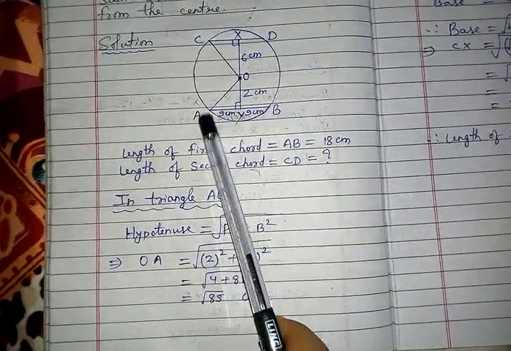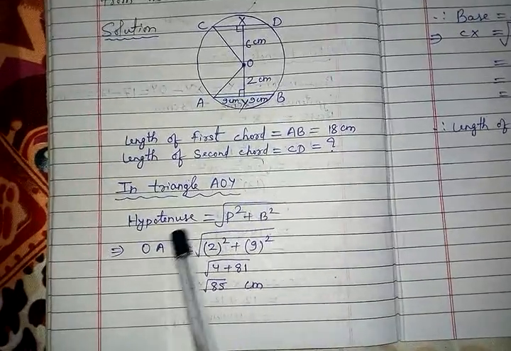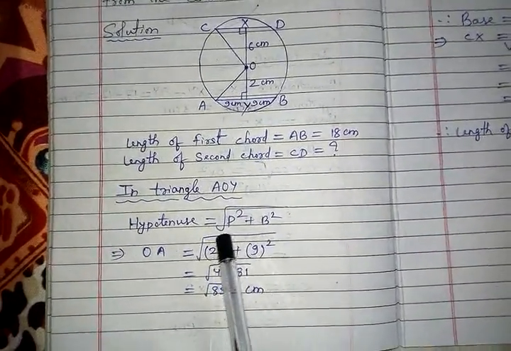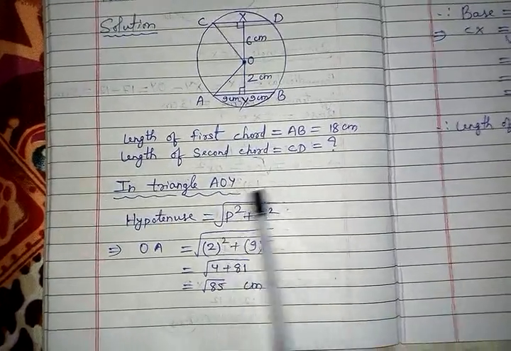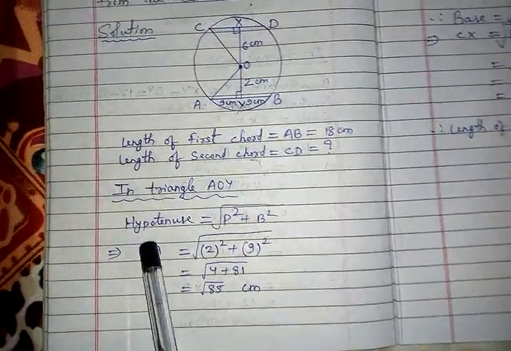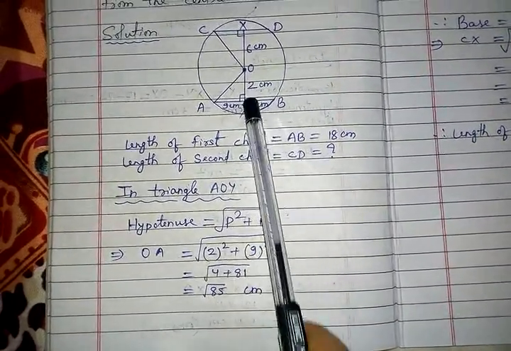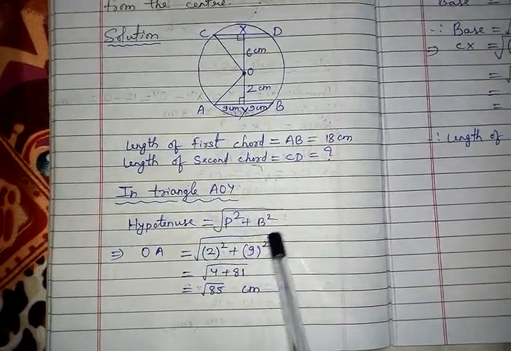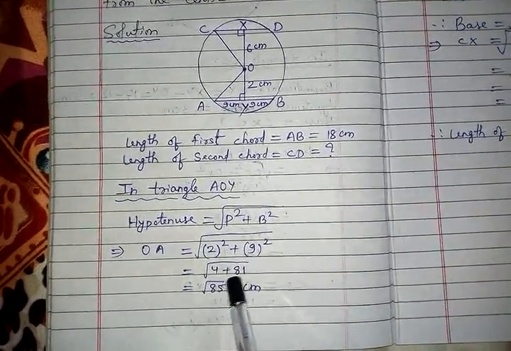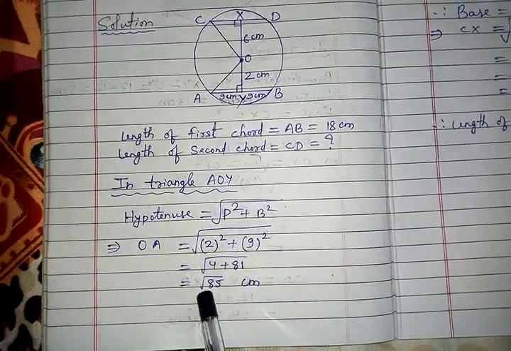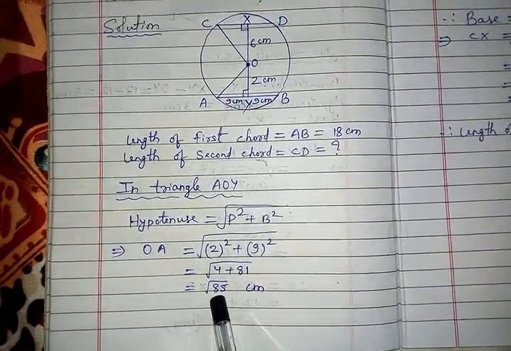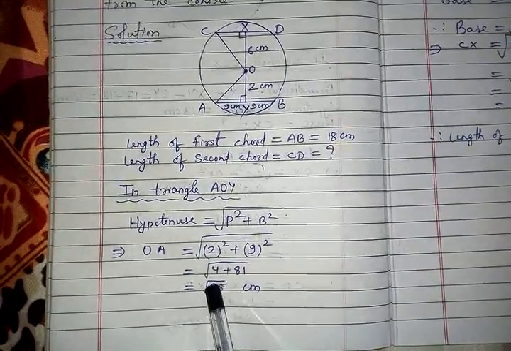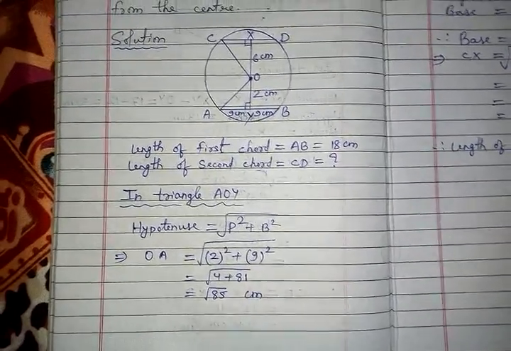In triangle AOY, hypotenuse, that means we are going to find the radius. Radius is the hypotenuse. Hypotenuse is root over P square plus B square. As hypotenuse is OA, OA equals root over perpendicular 2, 2 square plus base 9, 9 square, that is root over 4 plus 81, that is root over 85. As we cannot take out the root of 85, I wrote the same, root over 85 centimeter.